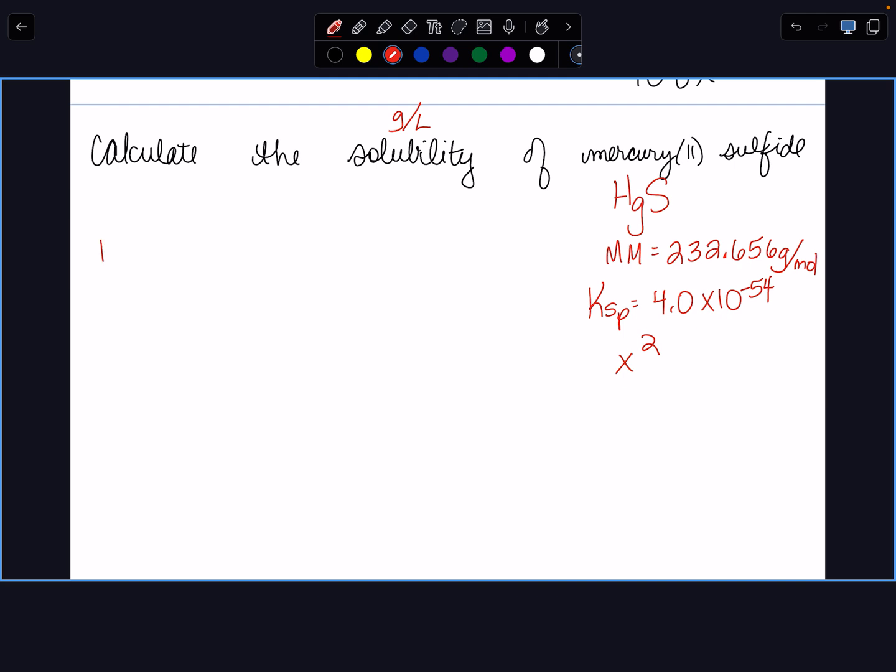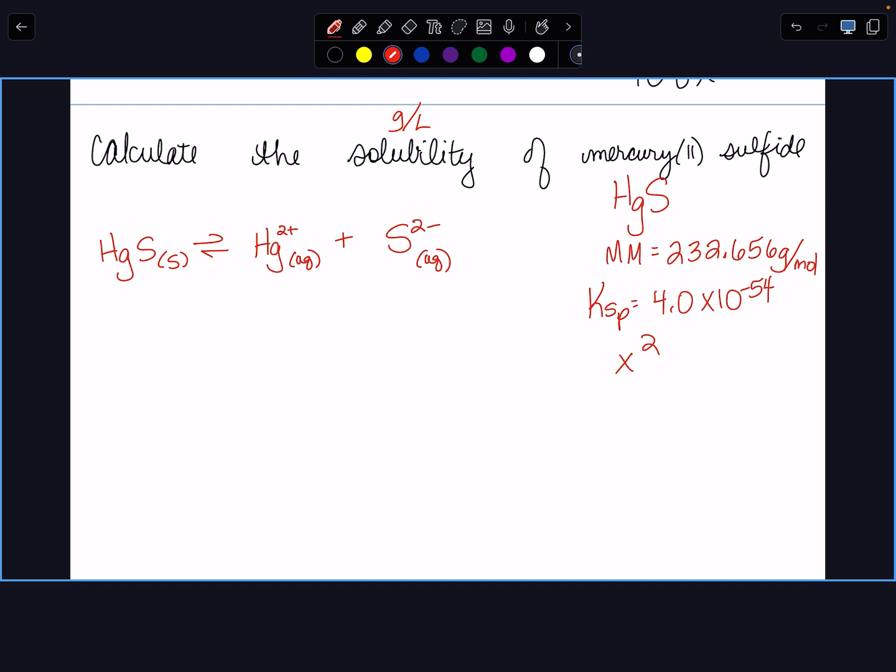Because Ksp is equal to the concentration of Hg times the concentration of sulfide. You can tell from that solubility table. So then it'll be that it's mercury 2 sulfide. When it dissolves, it's mercury 2 ions and sulfide ions. And so when we did that ICE table, it would be x mercury and x sulfide. So the Ksp would be equal to x squared. Is that all ringing a bell?